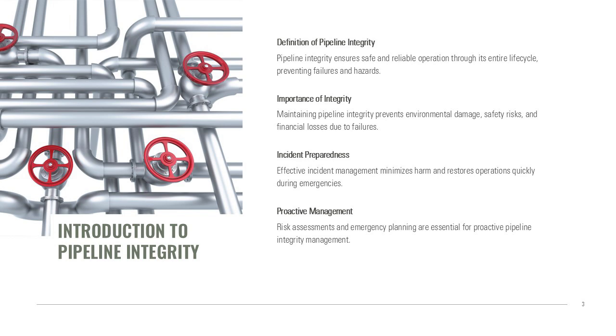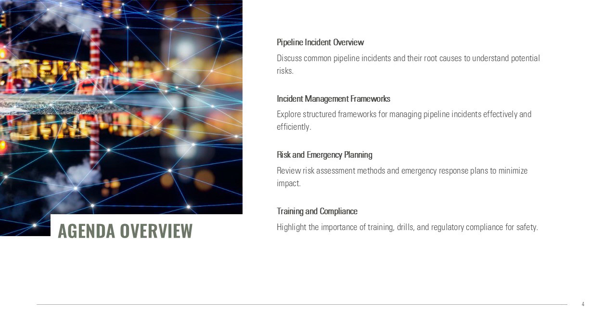Preparedness for incident management ensures that organizations can respond effectively to emergencies, minimizing harm and restoring operations quickly. This introduction sets the stage for understanding why proactive measures, risk assessments, and emergency planning are essential components of pipeline integrity management. The presentation will cover key aspects of pipeline integrity and incident preparedness.